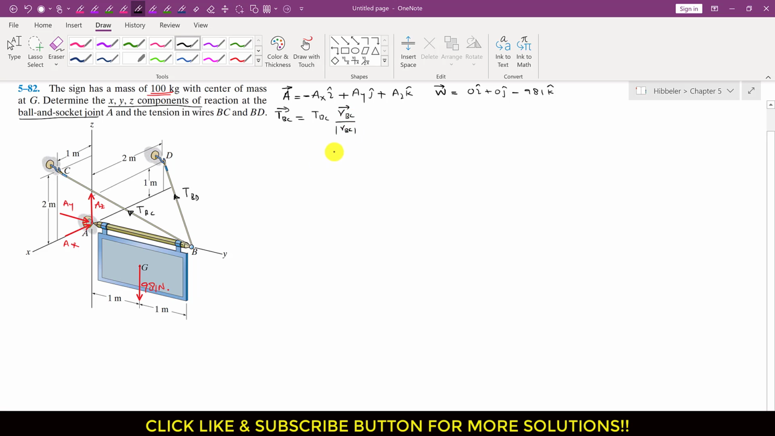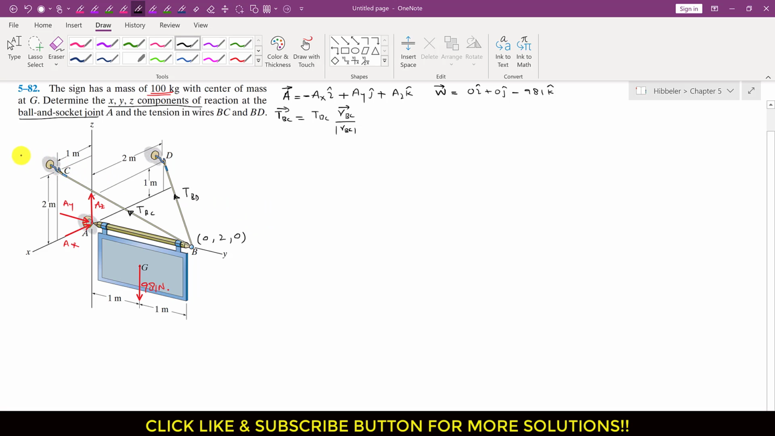So how to find this position vector? For that we first need the coordinates of points A, B, C and D. The coordinates of point A are 0, 0, 0, since this is the origin. The coordinates of point B: to reach point B from the origin we need to travel 2 meters in the positive y direction. Since point B is lying on the y axis, there is no need to travel in the x direction or the z direction. So the coordinates of point B are 0, 2, 0.